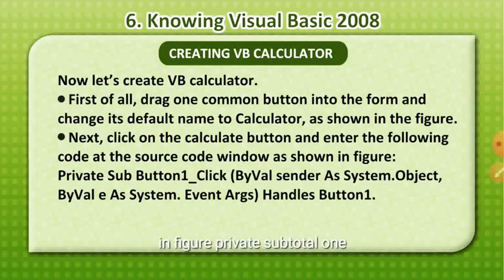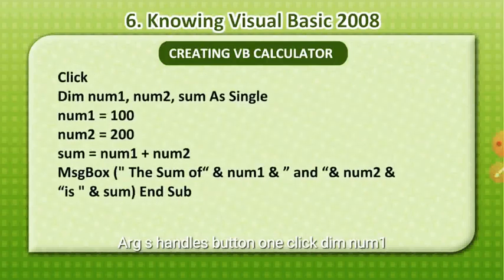Private Sub Button1_Click, where sender as System.Object, ByVal e as System.EventArgs, Handles Button1. So this type of button you have to provide by giving the events driven. That's why it is called event driven.